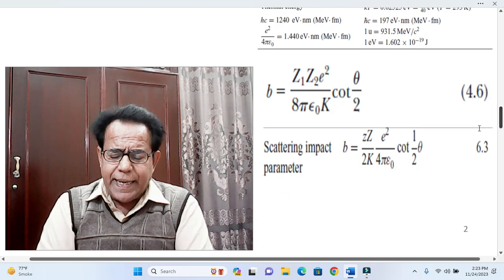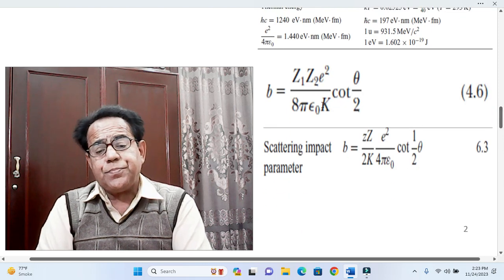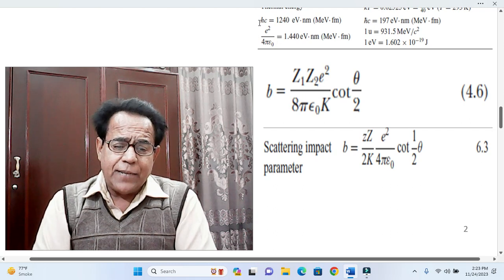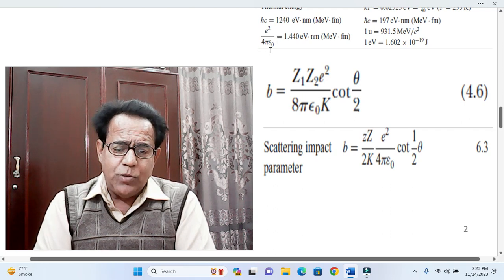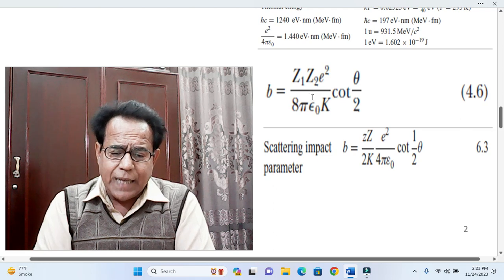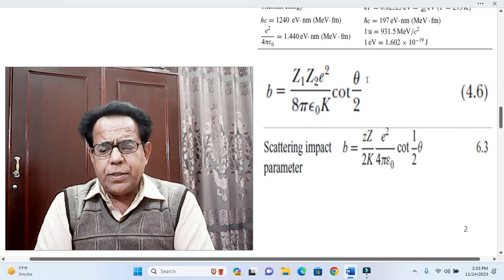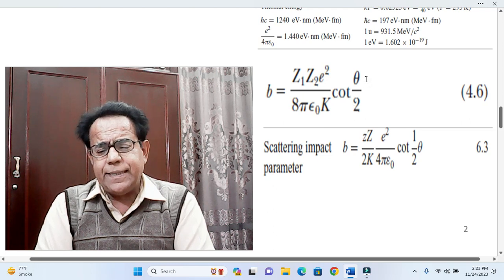Moreover, this K is kinetic energy. Dear students, the Coulomb factor is also denoted by k, but that is a small k, while this is a capital K, which is kinetic energy. Cot theta by 2, where theta is the scattering angle.